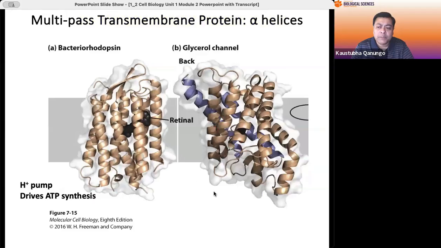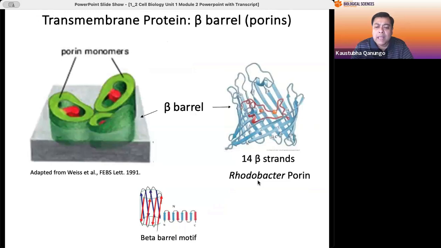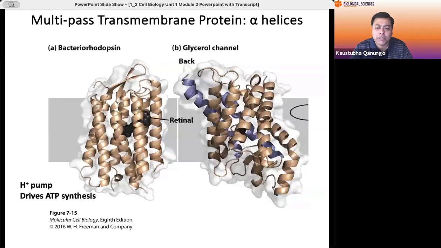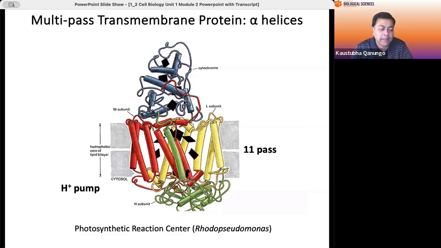This is a bacteriorhodopsin glycerol channel. This is a multipass proton pump photosynthetic reaction center. And this is a little bit different compared to those. That's why I just put it in there for perspective, not required for any questions. These are mainly alpha helices, and you have these intra-chain hydrogen bonds which stabilize those. This is also alpha helices.